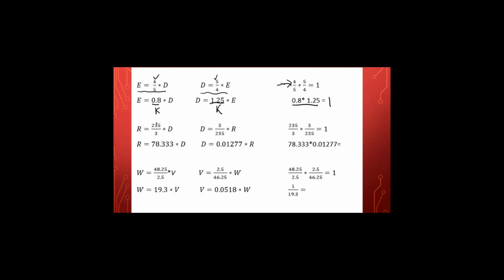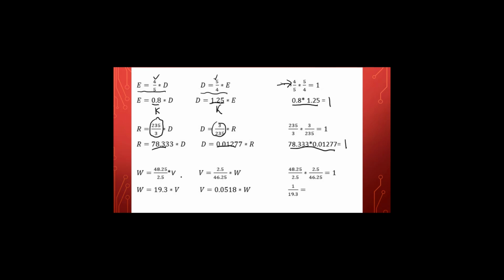So here is rubles. Rubles equals 235 divided by 3 times dollars. Dividing this, we get that. Taking the multiplicative inverse, the reciprocal, and reversing the equation, you get dollars equals 3 over 235 times R. Divide this, and you get this. So the question becomes, what is 78.33 times 0.01277? Hopefully you'll say, well, that's 1, which it is.